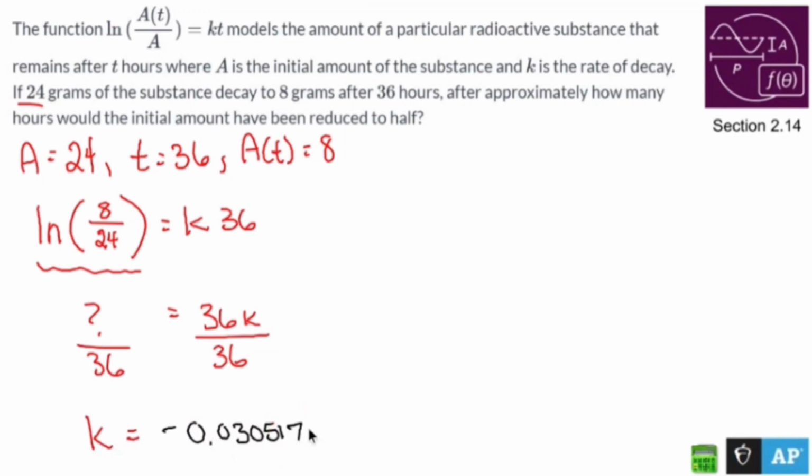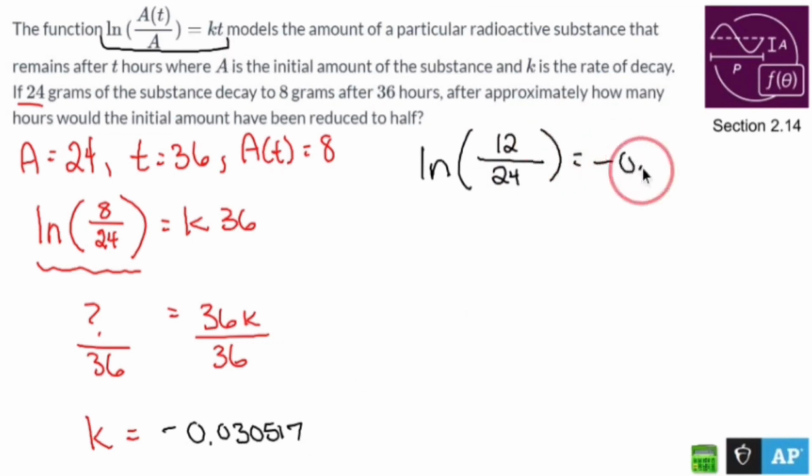Now that I know k is that, I can go back to this original equation to answer part 2. Part 2 says, how many hours would the initial amount have been reduced to half? Okay, so ln of, now remember the original amount was 24. I'm no mathematician, but half of that is 12. My job is to find t. I now know what k is, so negative 0.030517 times t is going to help me do that.